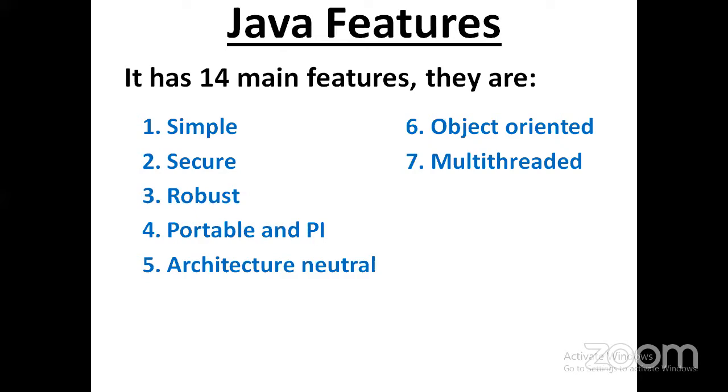A Java program is executed by multiple threads. Java program execution is fast. That's why Java is called a high performance programming language. Java program execution is fast, and it is called a high performance programming language. Simple point. Clear?